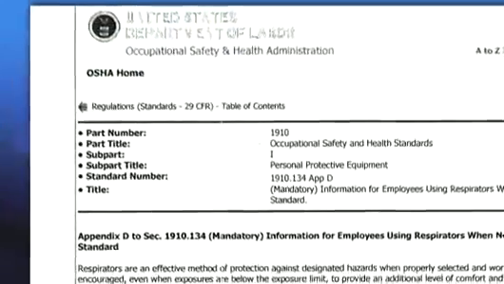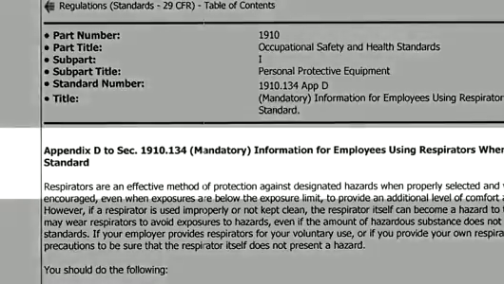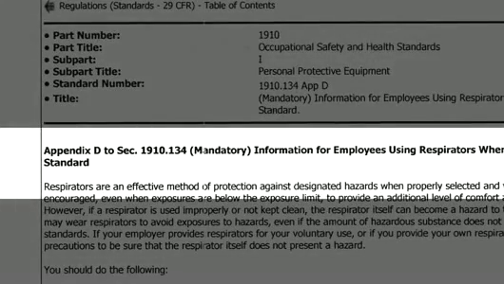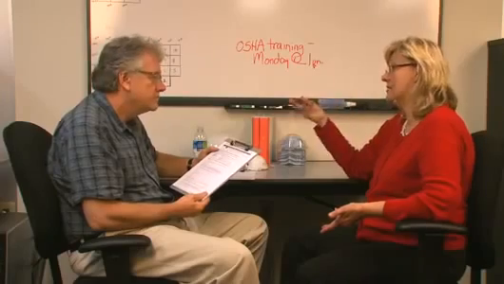If you are voluntarily using only filtering facepiece respirators, your employer is required to provide you with a copy of Appendix D of OSHA's Respiratory Protection Standard, or the equivalent state plan document, which contains certain precautions to be taken. Your employer is also required to ensure that the use of the respirator itself is not creating a health hazard to you, such as dermatitis.